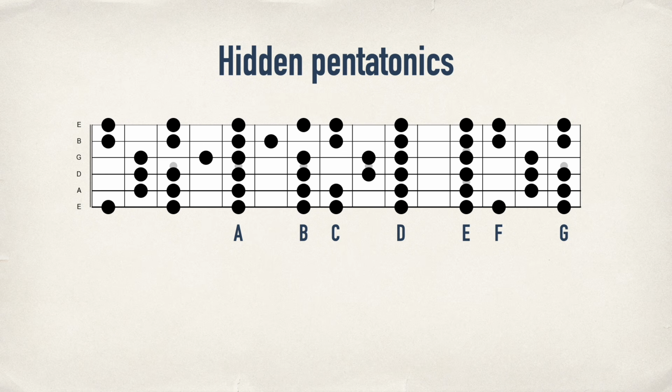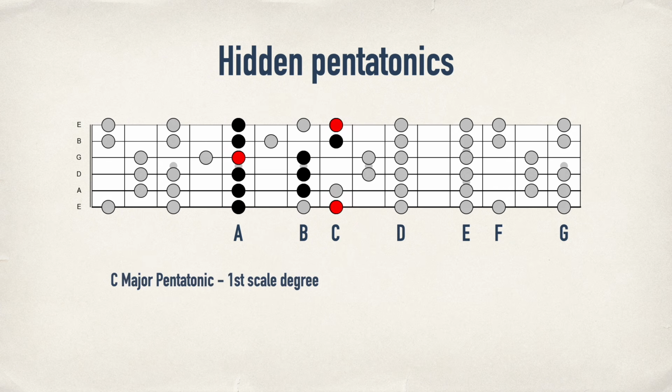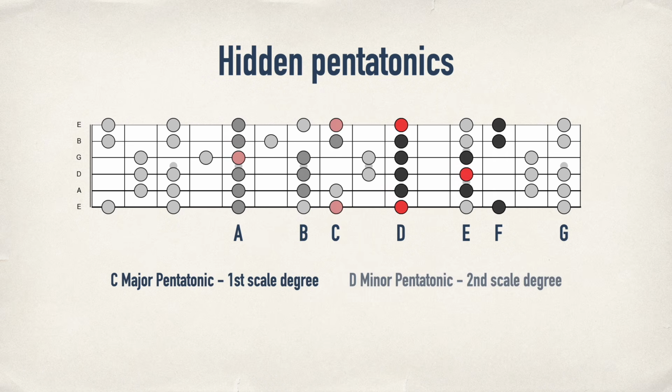For simplicity, I'm going to illustrate the related pentatonic scales using the familiar Form 1 fingering pattern, but this also works for all of the other pentatonic fingerings. Here's the Form 1 C major pentatonic scale starting at the 5th fret. The root is the C note at the 8th fret of the E string. If we move that shape up to the 10th fret, we have the D minor pentatonic scale.